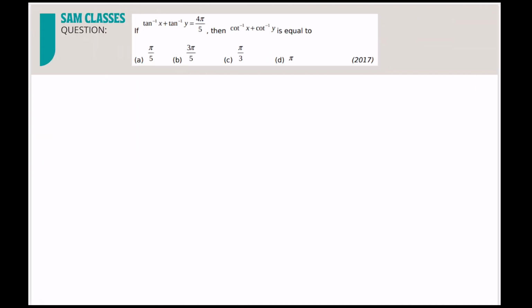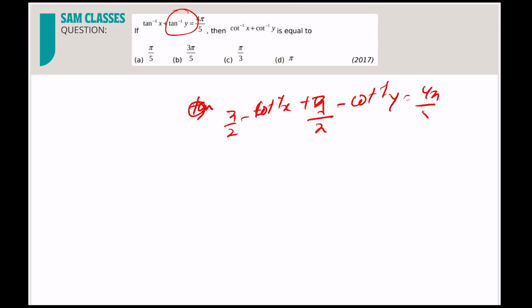Again, a very similar question came, tan inverse x plus tan inverse y. So directly now we don't need to convert, we can use pi by 2 also. We want to get it in terms of cot inverse, so directly you can write pi by 2 minus cot inverse x, and here again plus pi by 2 minus cot inverse y. So the moment you got it, that's it, you're done with the question. So cot inverse x plus cot inverse y is nothing but pi minus 4 pi by 5. What is the answer? Pi by 5. That's it.